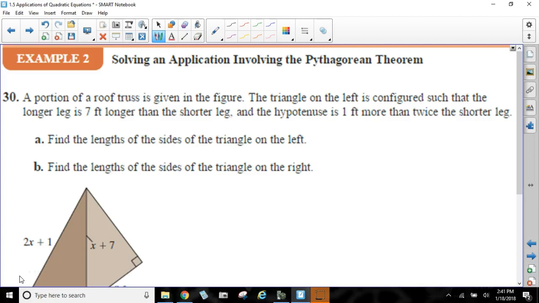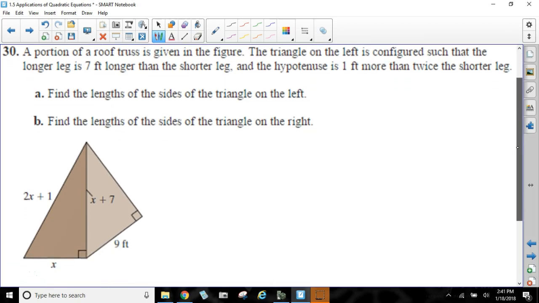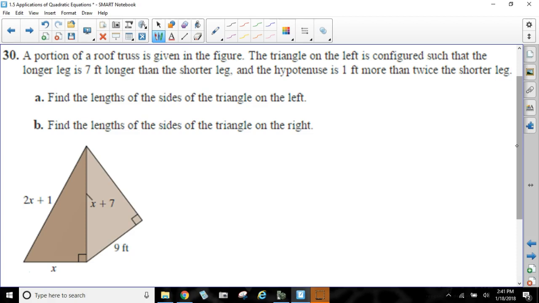For our next example, we're going to be solving an application involving the Pythagorean theorem. Number 30 states, a portion of a roof truss is given in the figure. The triangle on the left is configured such that the longer leg is 7 feet longer than the shorter leg. That's this darker shaded right triangle. You see the short leg is x, the long leg is x plus 7.